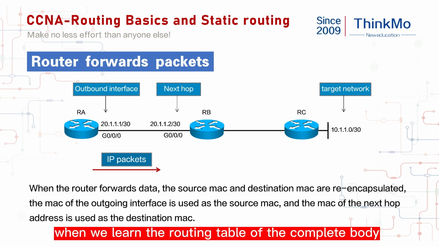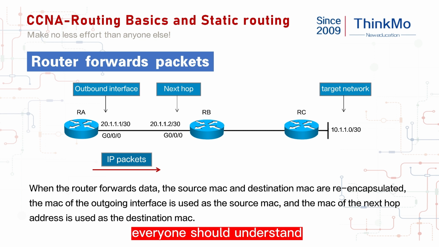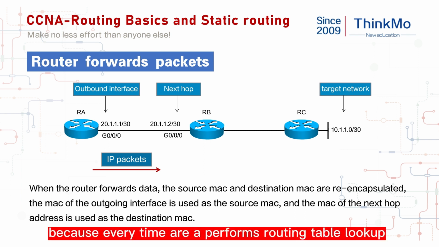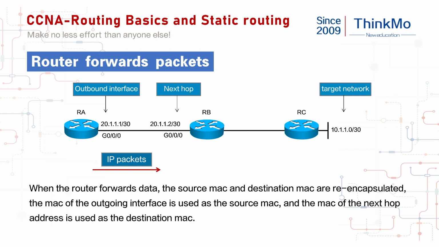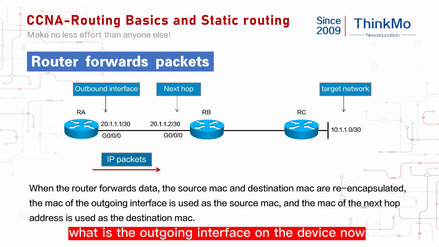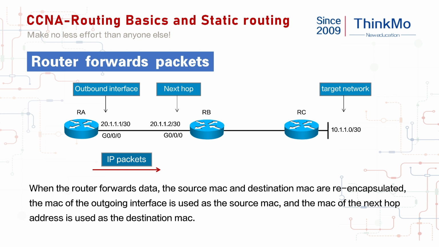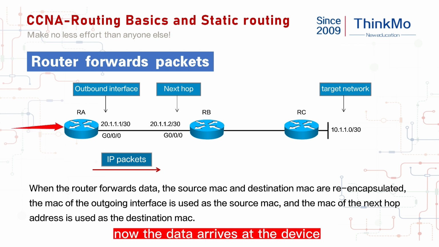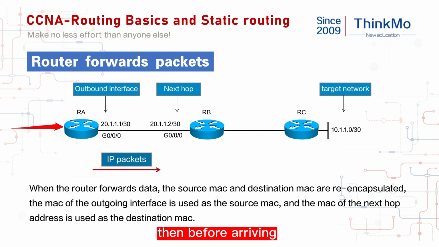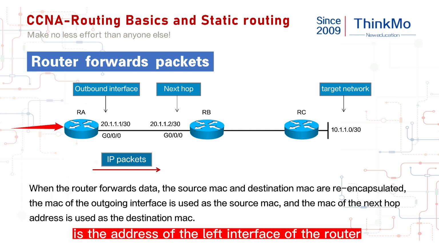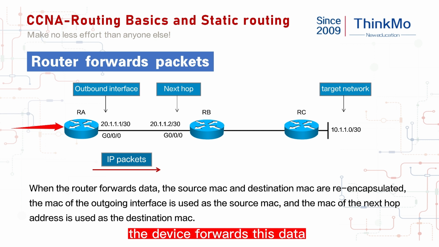When we learn the routing table, everyone should understand. Every time RA performs a routing table lookup, it will see what the outgoing interface is on the device. After this route is forwarded, the data is sent to the next device. For example, now the data arrives at the device. Before arriving, when sent from the previous device, the next hop address is the address of the left interface of the router. The device forwards this data, sent to RB.